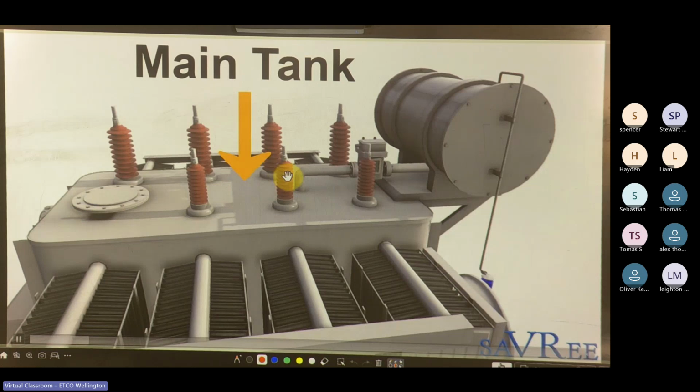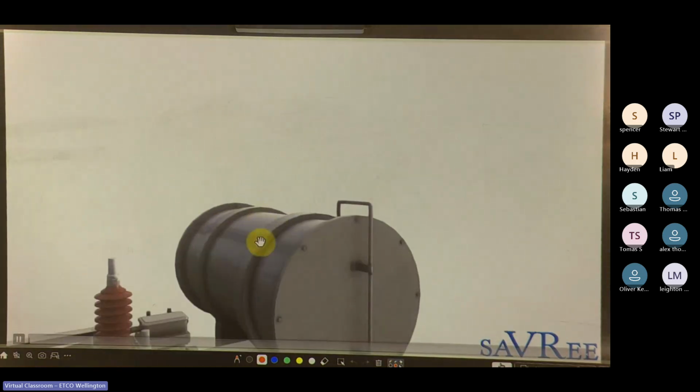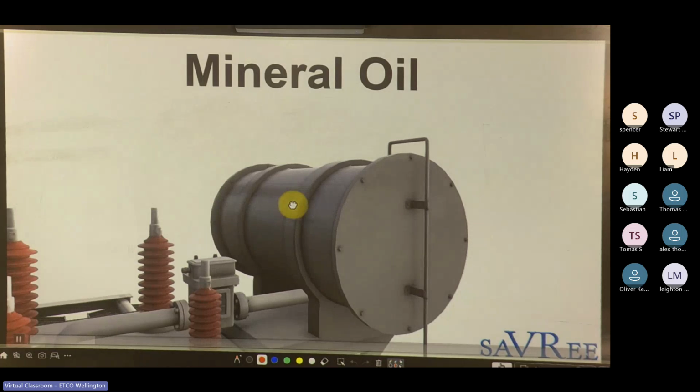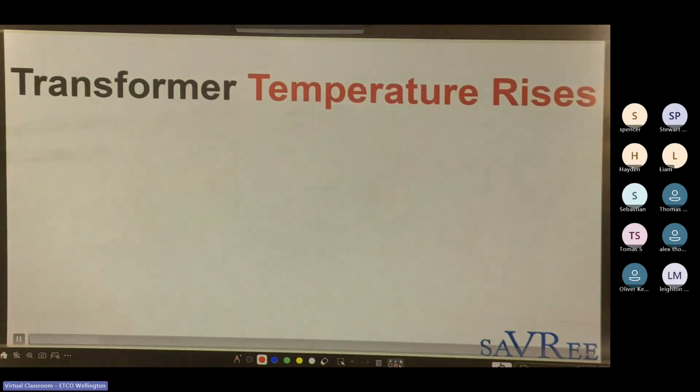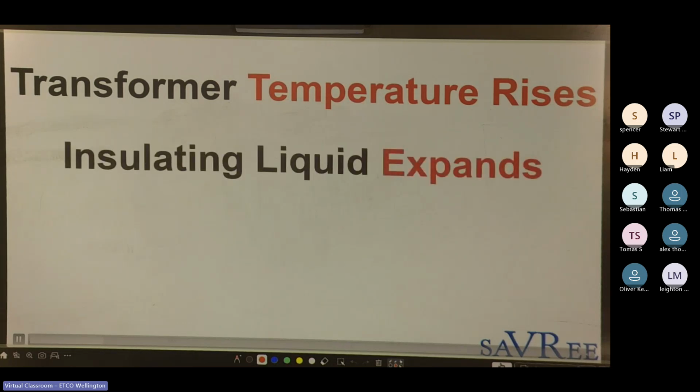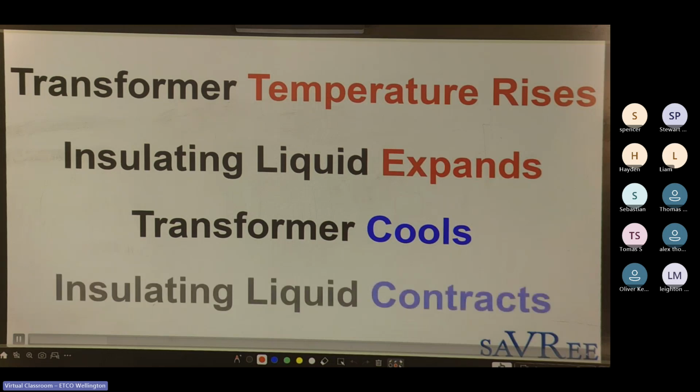Now the transformer itself is full of an insulating liquid. This is almost always mineral oil, 95% of the time. As the transformer gets hot, it will cause the insulating liquid to expand, and as the transformer cools, the insulating liquid will again contract. So it has this constant expanding and contracting motion.